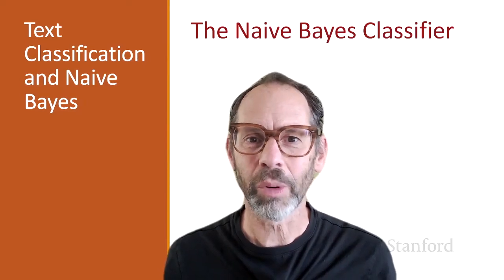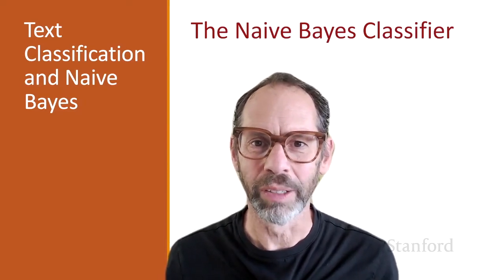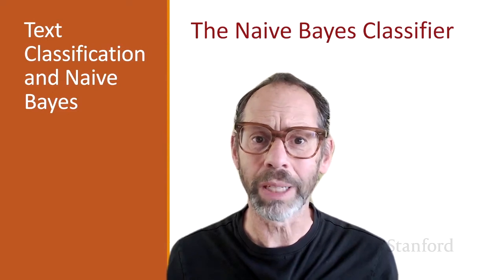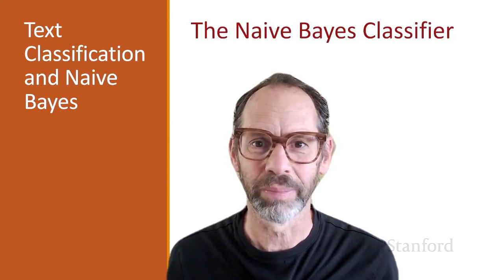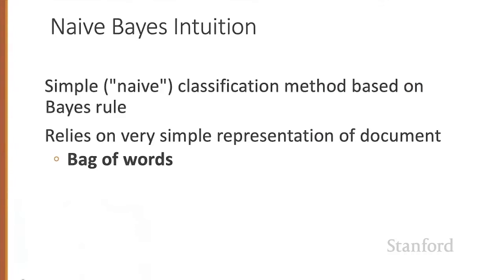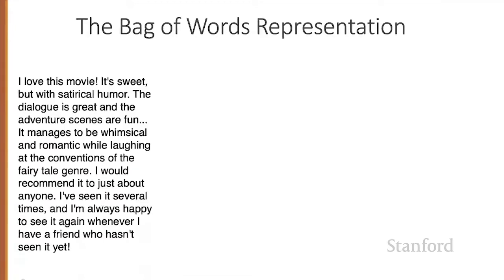In this lecture, we describe the naive Bayes classifier, a basic text classifier that will allow us to introduce many of the issues that arise in text classification. Naive Bayes is a simple classification method based on Bayes' rule, which we'll introduce in a bit. And it relies on a very simple representation of the document called the bag of words. Let's look at the bag of words.